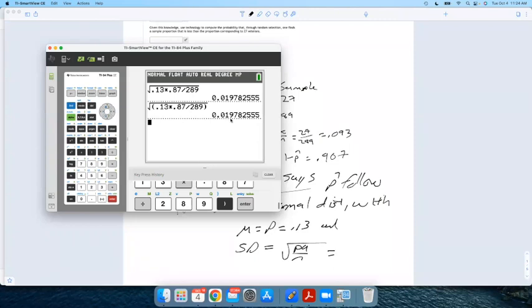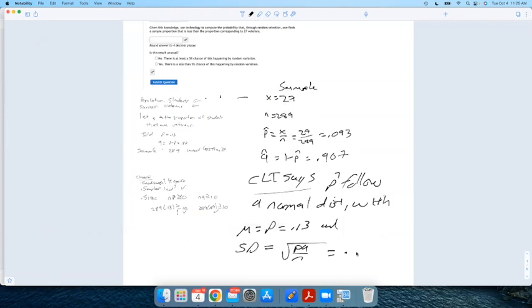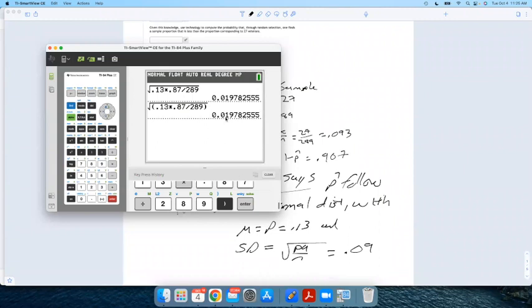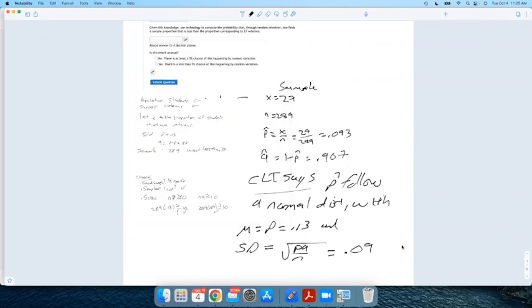So 0.098, I'll go several places. That wasn't right. 0.01. I guess if I'm going to go to this place, that's going to round up. So this is going to round to 0.02.